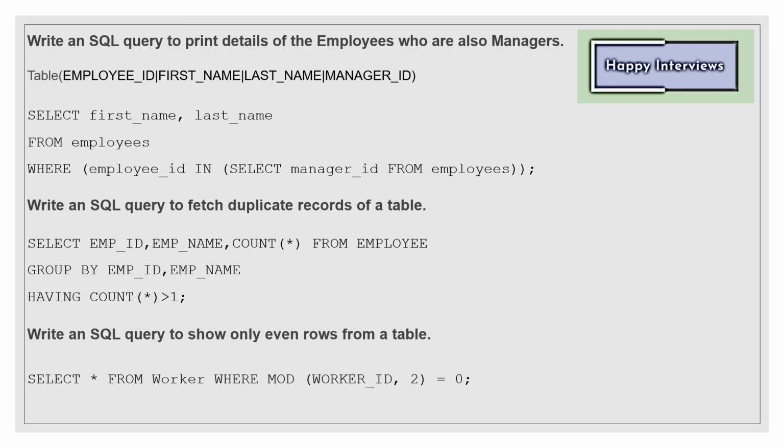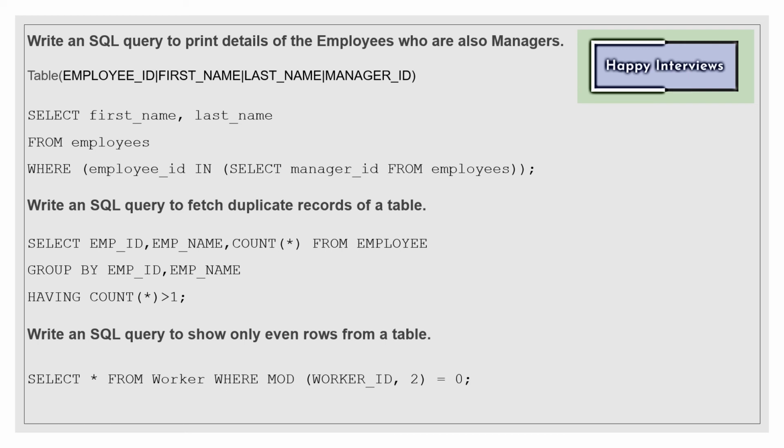If there is an id for which there are 4 entries, then the count star will be 4 for that, but for which there is only one entry, then it will be 1 only. So the having function is used here, then out of those groups only the rows where count star is greater than 1 will be displayed. Next is write a SQL query to show only even rows from the table.